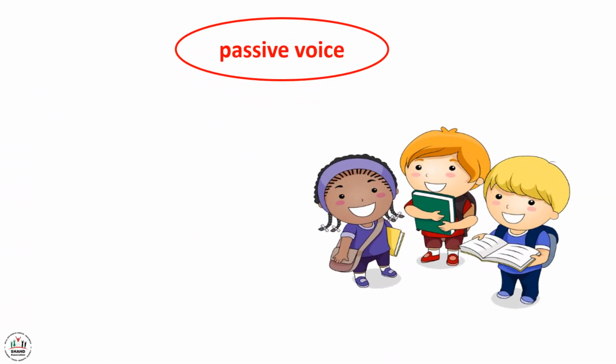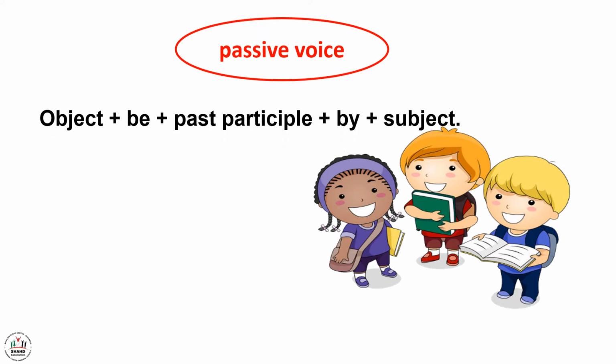When we write a passive voice sentence, we start with the object, then the verb to be, the past participle, then by, and the subject. Example: Ruba is taught by Sarah.